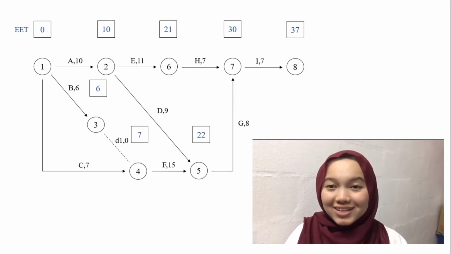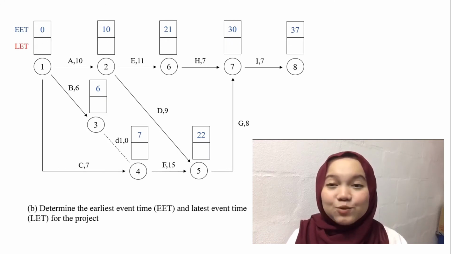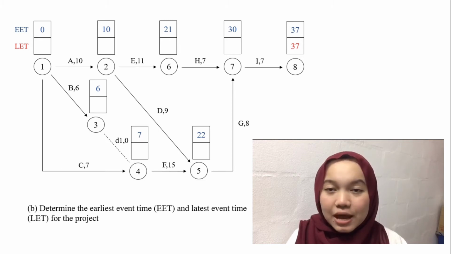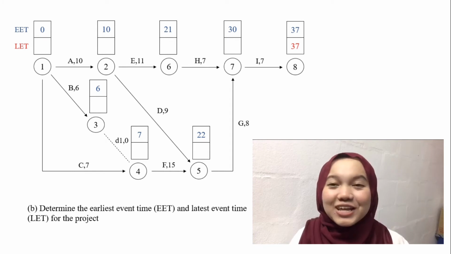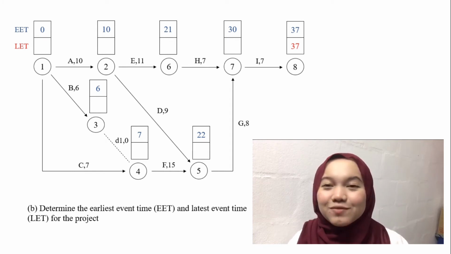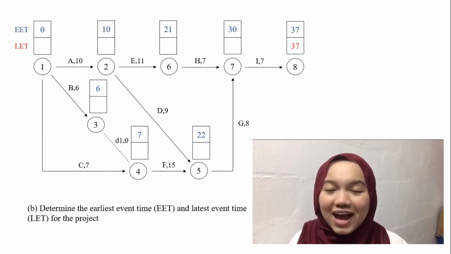Okay, so for LET, we will start from the back. As we can see, in the answer for part A, there are 8 nodes in total. So we will start from node 8. As mentioned earlier, for EET we need to add all the activities, but for LET we need to subtract them. Okay, so let's find the LET together. From node 8 to node 7, we subtract activity I, which is 7, from 37. So at node 7, we get 30 weeks.